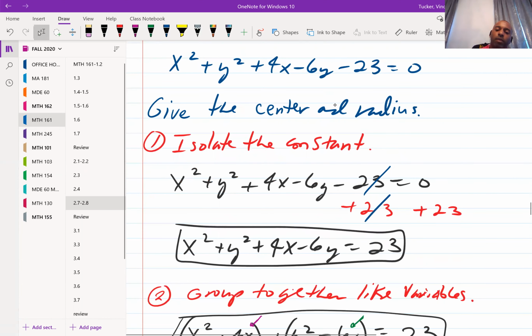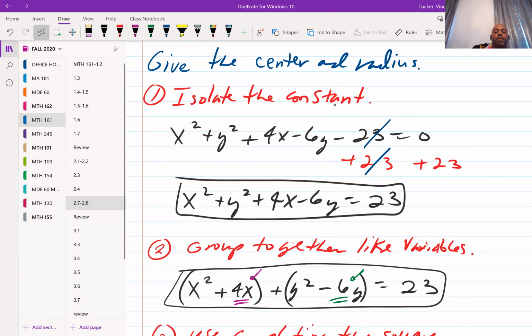All right. From here, we're going to group together like variables. So we're just going to move our terms around on the left side of our equation. We're going to move our x terms together, move our y terms together. Make sure if anything's positive, it stays positive. If something is negative, it stays negative. So notice our 4x is still positive, 6y is still negative. Same thing with x squared and y squared. Whatever's positive stays positive, whatever's negative stays negative. We're not moving it across the equal sign. We're just rearranging our terms on the same side of the equation. So none of your signs should change.